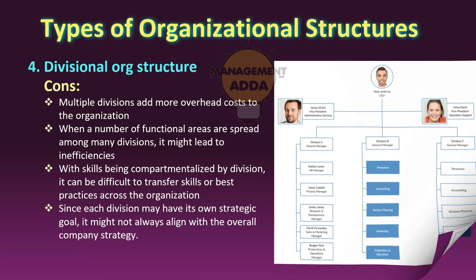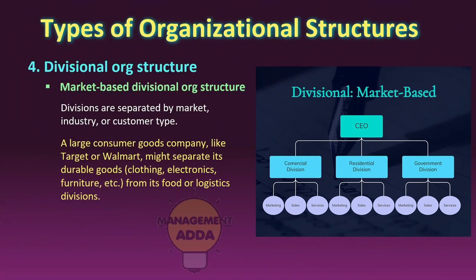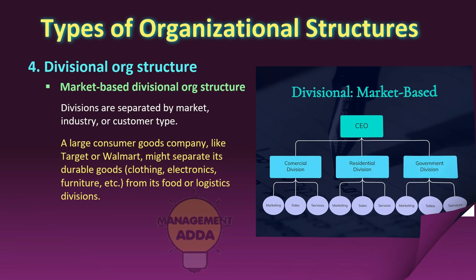On the basis of divisional organization structure, there are certain other structures which come under the divisional structure. Let us see them. First, market-based structure. What is it? A large consumer goods company like Target or Walmart might separate its durable goods, which is clothing, electronics, furniture, etc., from its food or logistics divisions. So here what we can see is it has separated its divisions according to the market, according to the industry, according to the customer. So this kind of structure is called market-based divisional organization structure.